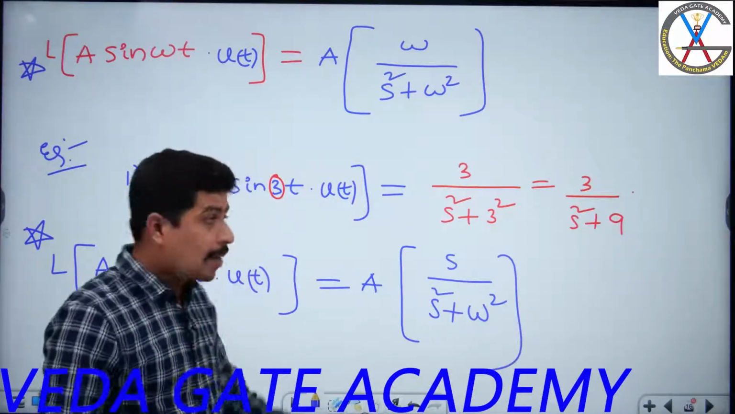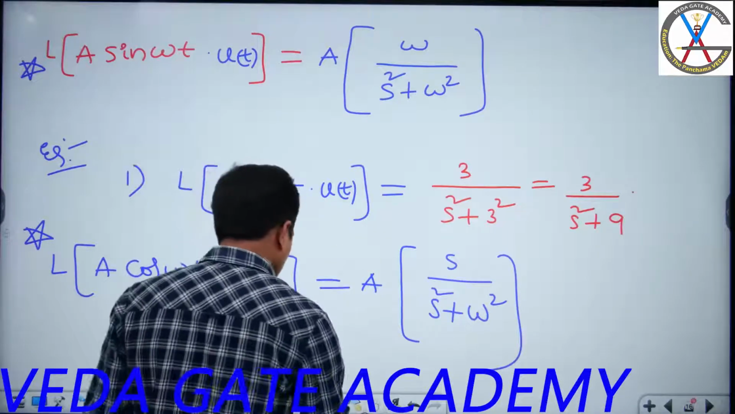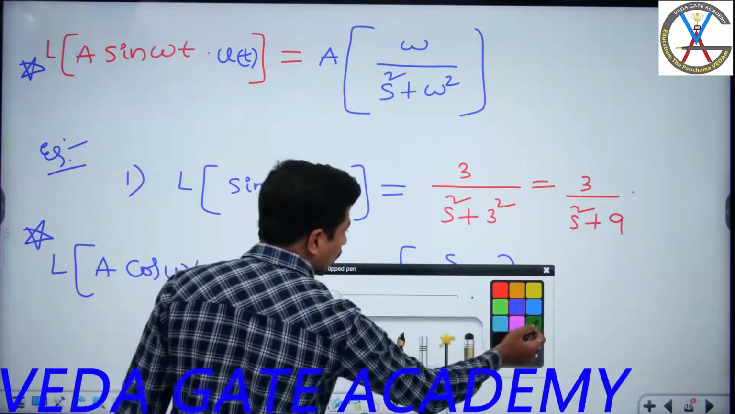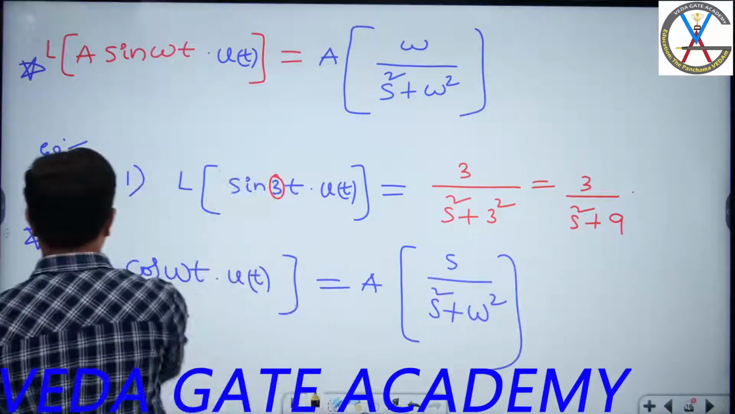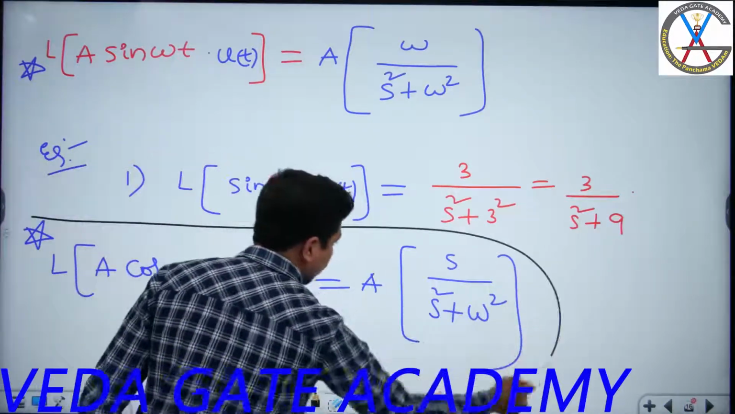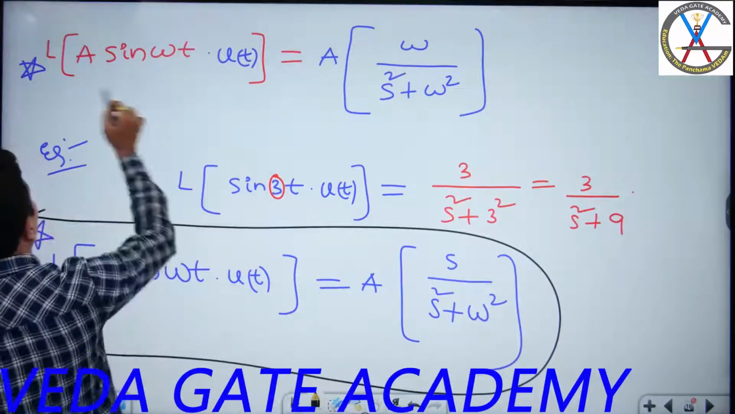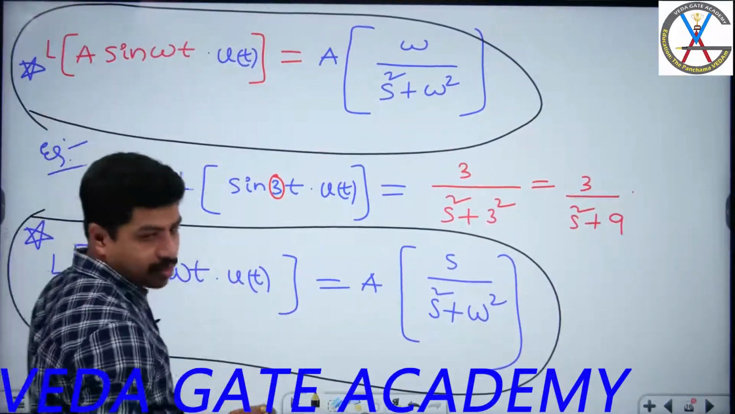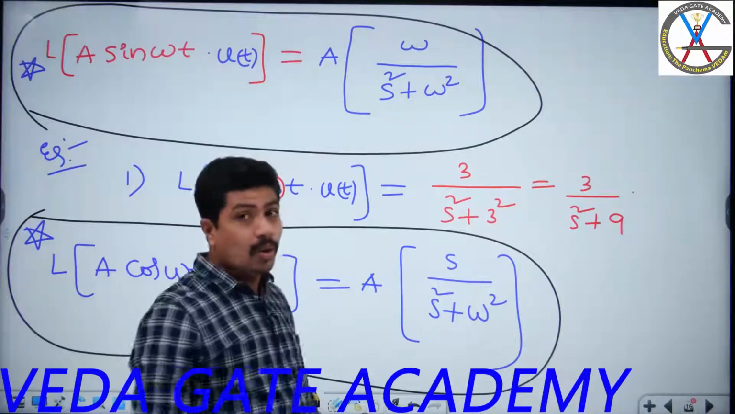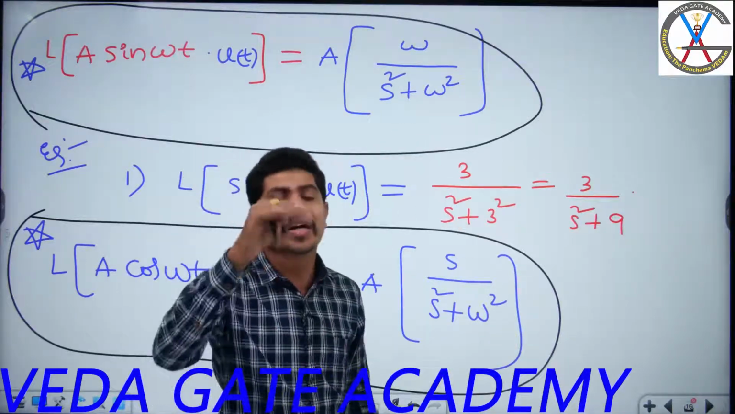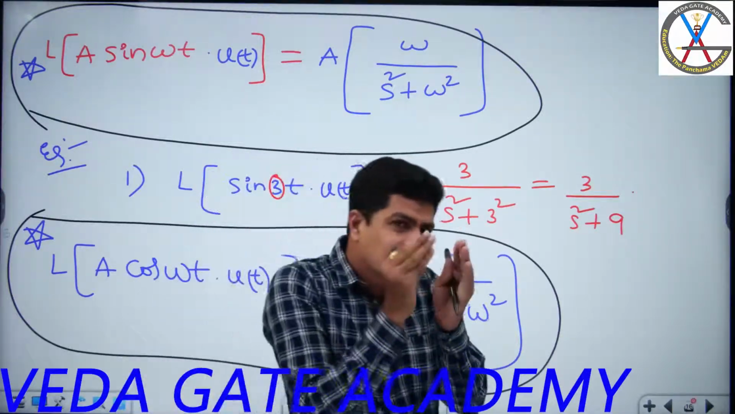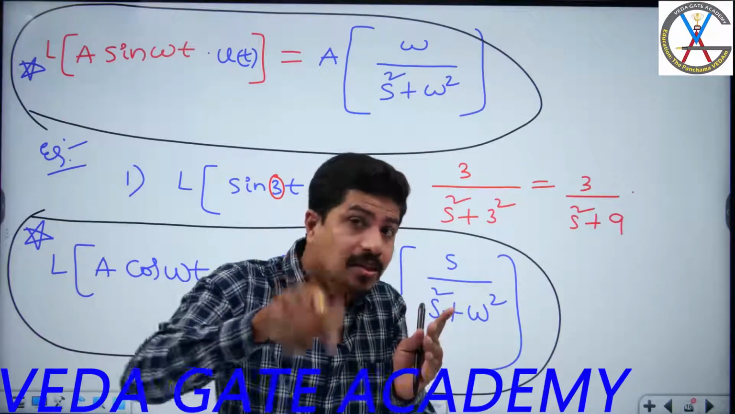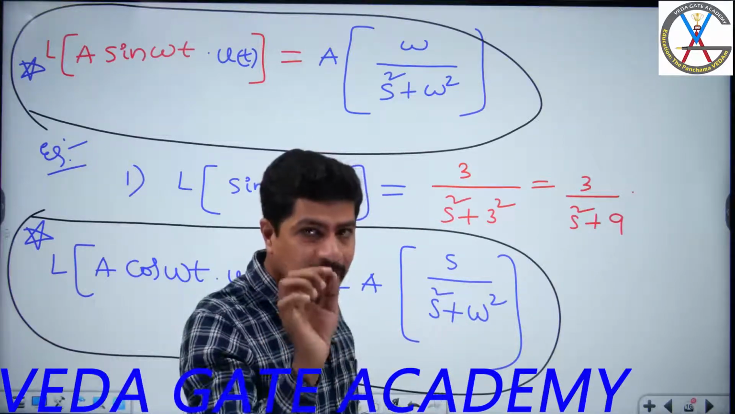If you observe, observations are very important for us. Now I'm keeping this in a box. This is a formula, and this is also a formula. Please remember those two formulae. The only difference between sine and cos is the numerator. If the numerator has an s term and the denominator is s square plus a constant, then definitely it might be a sine or cos.